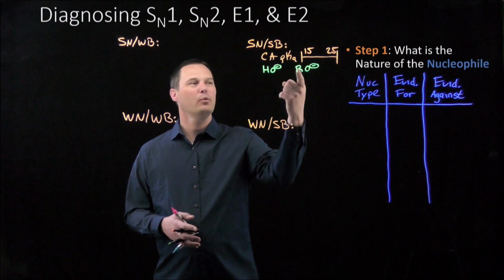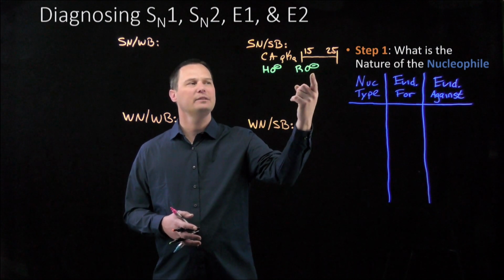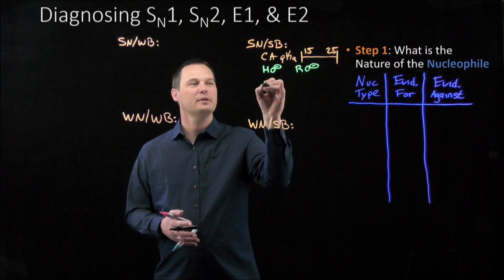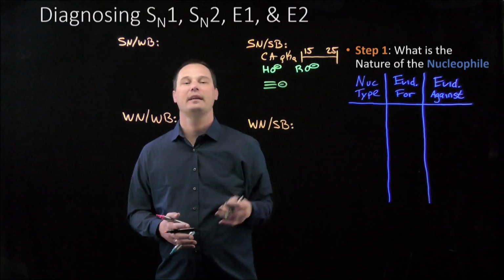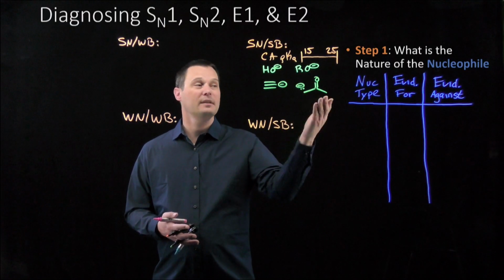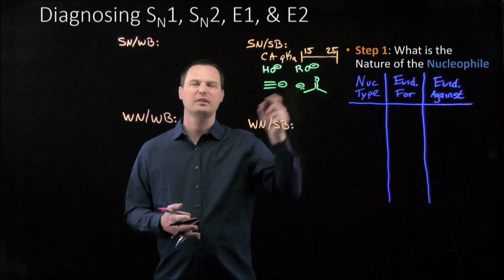It doesn't really matter what alkyl group the R group is. The conjugate acid would be an alcohol, which would have a conjugate acid pKa between 15 and 25. Other examples of strong nucleophiles and strong bases would be the acetylide anion, the conjugate base of an alkyne, and the enolate anion. You may not have gotten to enolates yet. Don't worry about it. Put it on this list. When you see it, you'll know.